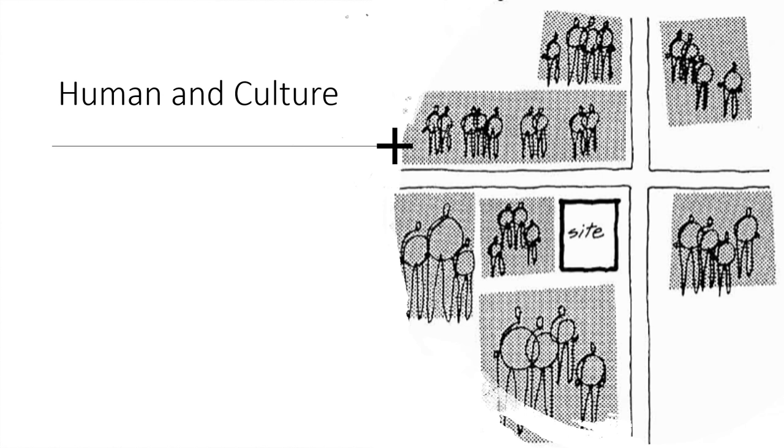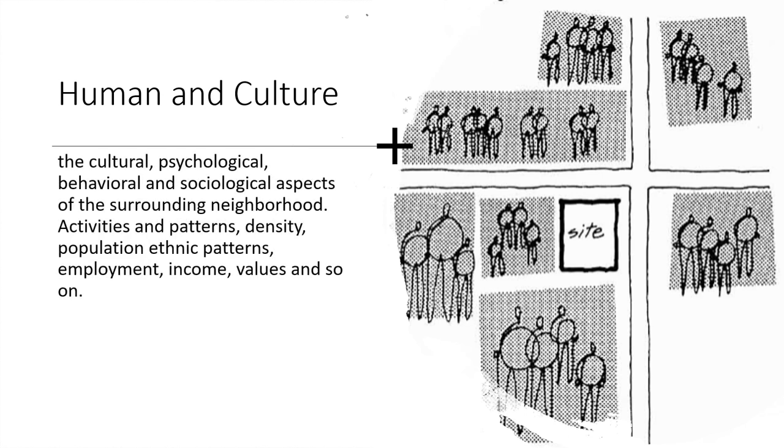Human and culture is basically the sociological aspect of your site analysis. The cultural, psychological, behavioral, and sociological aspects of the surrounding neighborhood is very important. Activities and patterns, density, population, ethnic patterns, employment, income, values, and so on. I regularly joke with my fourth-year students. I keep on asking them, when you talk about human and culture, it's basically like, if you are in Marawi, are you going to build a Catholic church or a mosque? So you have to consider the culture within that city, even the religion. Is it allowed for you to put a building like that? So it's very important to study the human and cultural aspect.